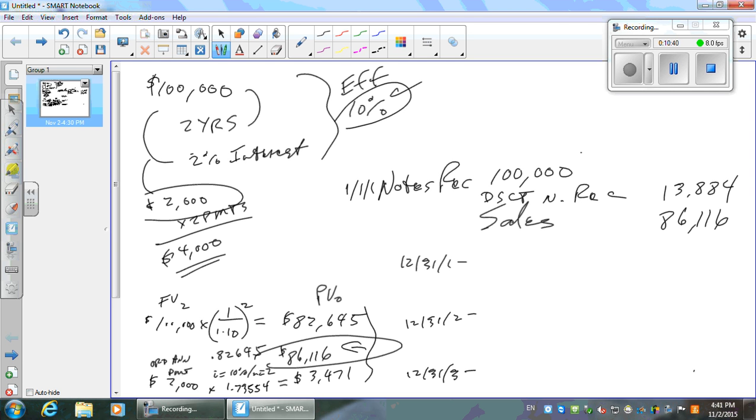Big deal. Okay? How much cash is changing hands? How much interest expense or interest revenue is there? It's a note receivable. It's interest revenue. I think you're going to receive some cash from them every year. How much cash are you going to get? How much is the interest, you guys?